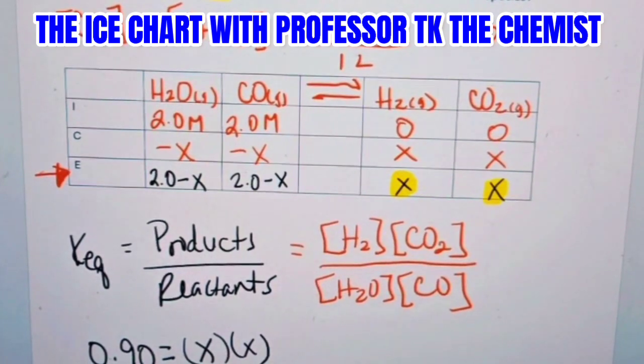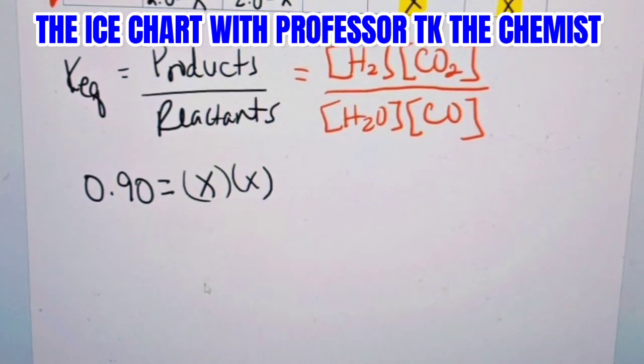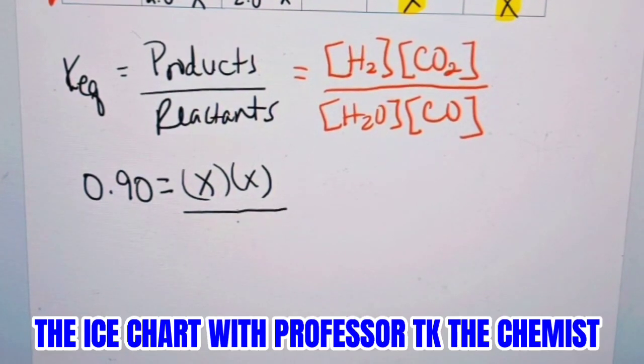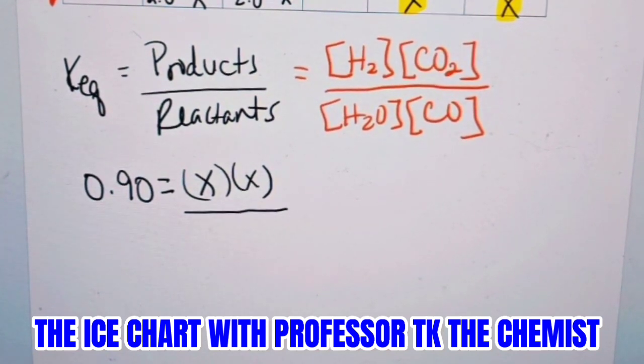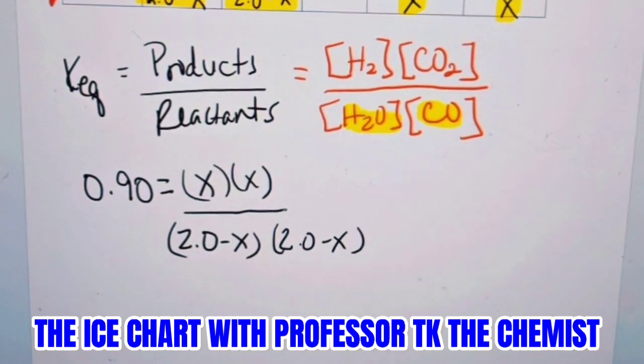Now on the very bottom, I'm going to put my reactants, okay? My reactants for H2O is this row right here. The 2.0 minus X. And the other one, 2.0 minus X. Okay, the 2.0 is what value? That is your water value, the H2O, and your carbon monoxide value. So I'm going to transfer that down here, and that's 2.0 minus X times 2.0 minus X as well.